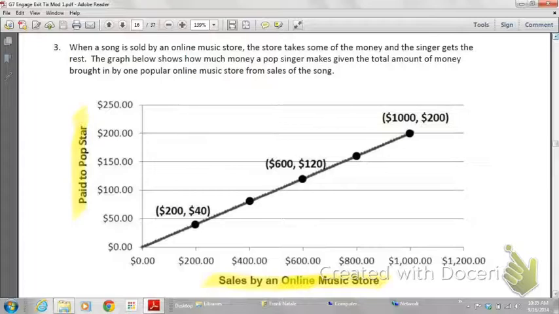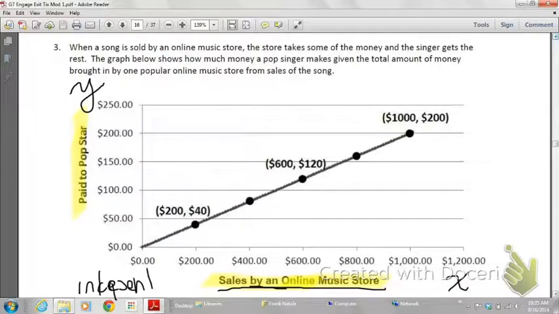Another thing to really recognize, and this is a place where many of the kids went wrong, is to recognize what is the X. The X right here, or the independent variable, is the sales by an online music store. Okay, and then this is independent, and this is dependent right here, and that's our y-axis.